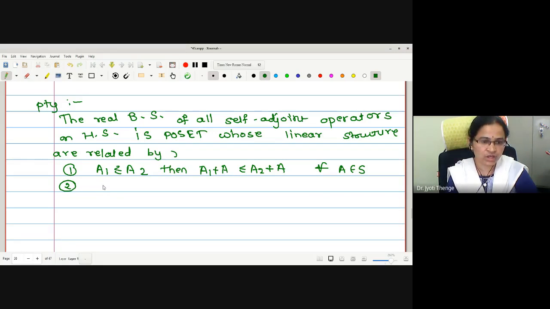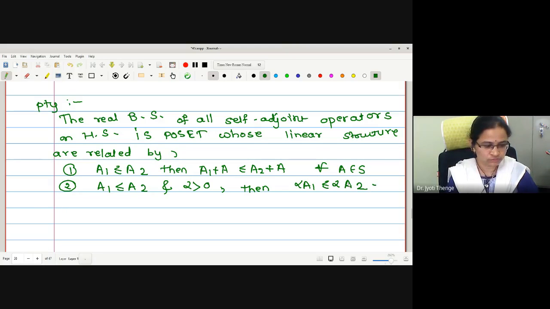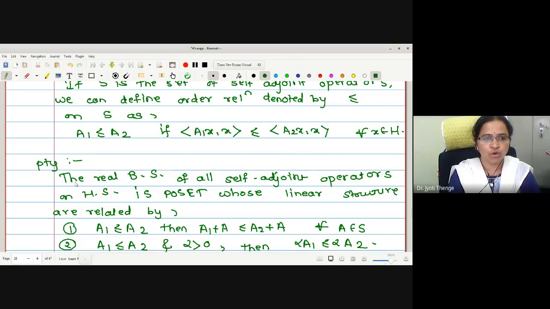Now we will go for scalar multiplication. If A1 is less than or equals to A2 and alpha is positive, then alpha A1 is less than or equals to alpha A2. This is about the order relation.